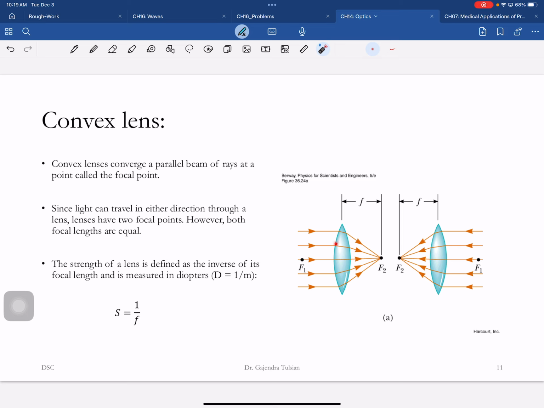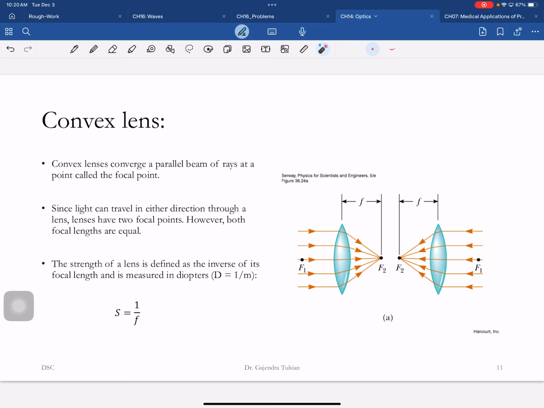Okay, here's a convex lens. It's also called a converging lens, and it's called a converging lens because if you shoot a beam of parallel light rays, it converges to this point, and this is called the focal point. Every lens has two focal points, one on the right and one on the left, and this is called the focal length. And for a given lens, the focal lengths are the same. The right side and the left side focal lengths are the same. Anyway, this is called a converging lens.